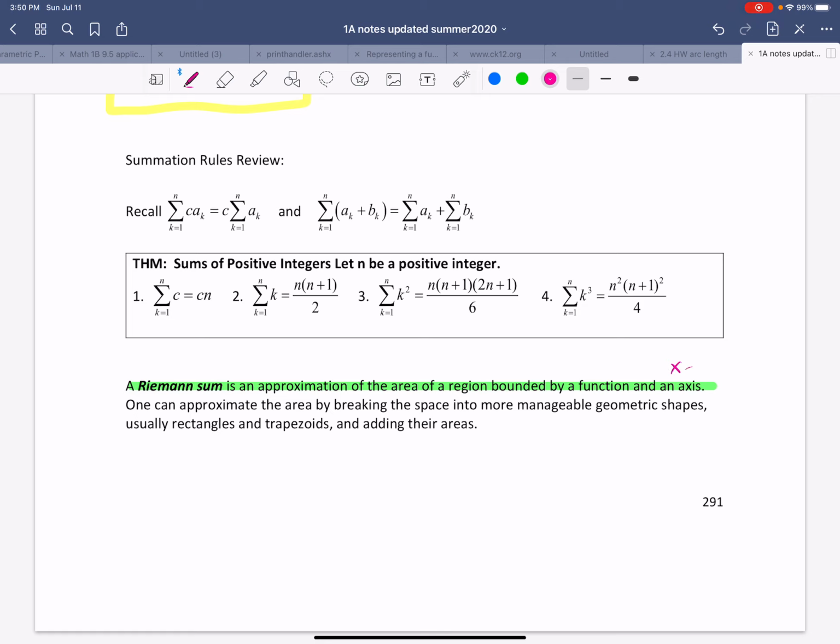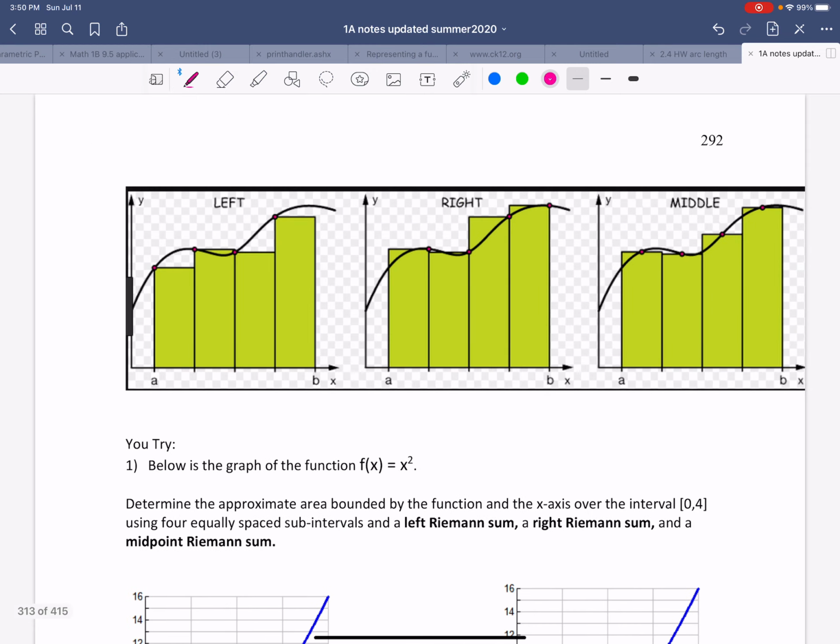So a Riemann sum is an approximation of the area of a region bounded by a function and the x-axis. We can approximate the area by breaking the space into more manageable geometric shapes, usually rectangles and trapezoids, and adding their areas. Here again, if this is my curve, we need to be careful. If you see estimate the area using R6, that means use the right-handed sum with 6 rectangles. L5 means left-handed sum, 5 rectangles. M4 means 4 rectangles using the midpoint.